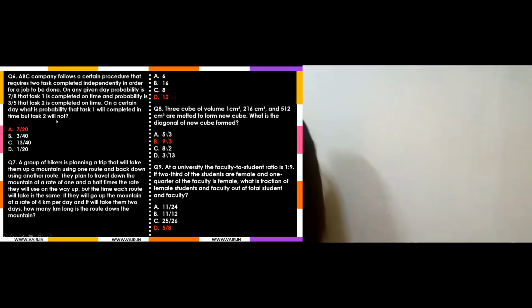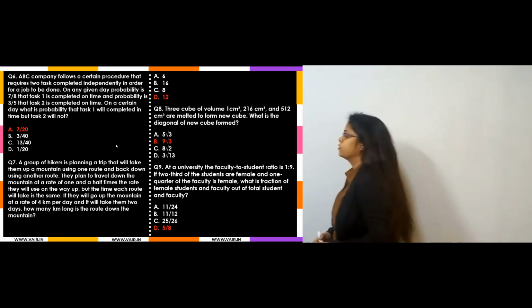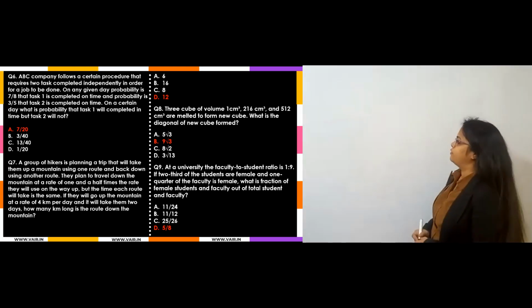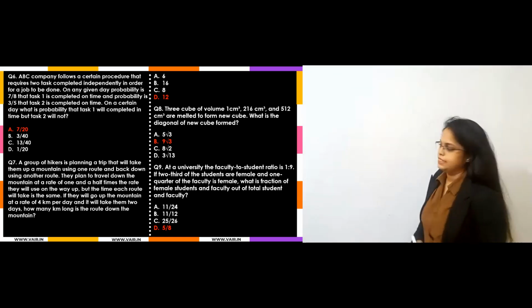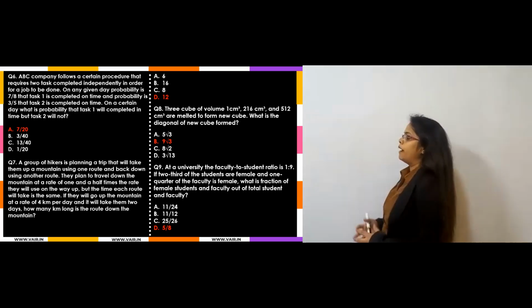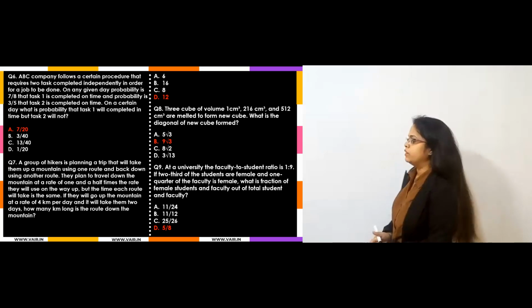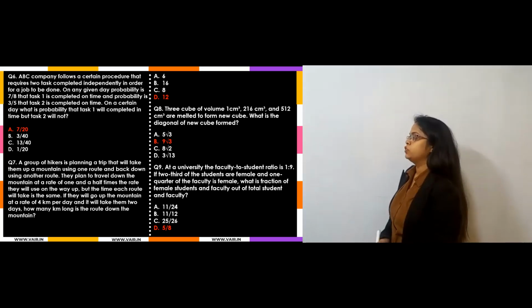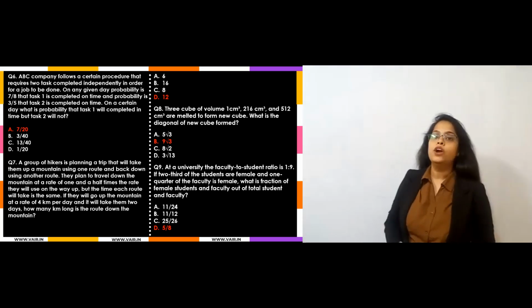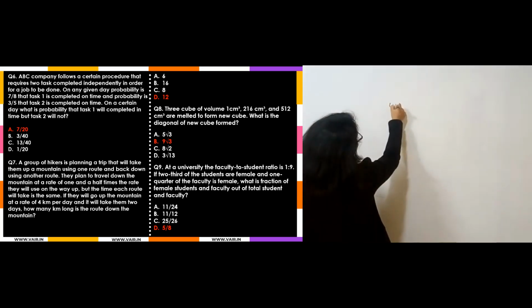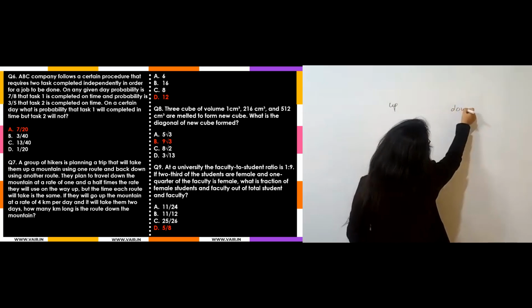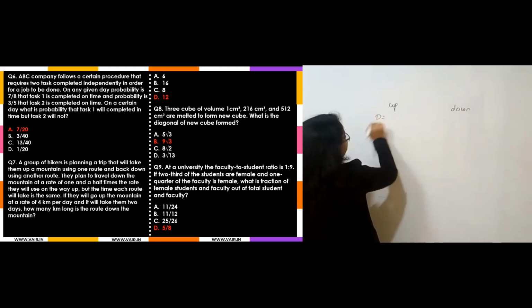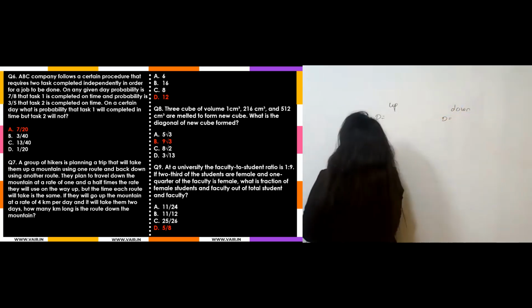Question number 7. Now question number 7, what are they saying here? Let's read it. They are saying that a group of hikers is planning a trip that will take up a mountain using one route and back down using one route. That means they are going up and down and both the routes will be different. So distance for this will be different and this one will be different.